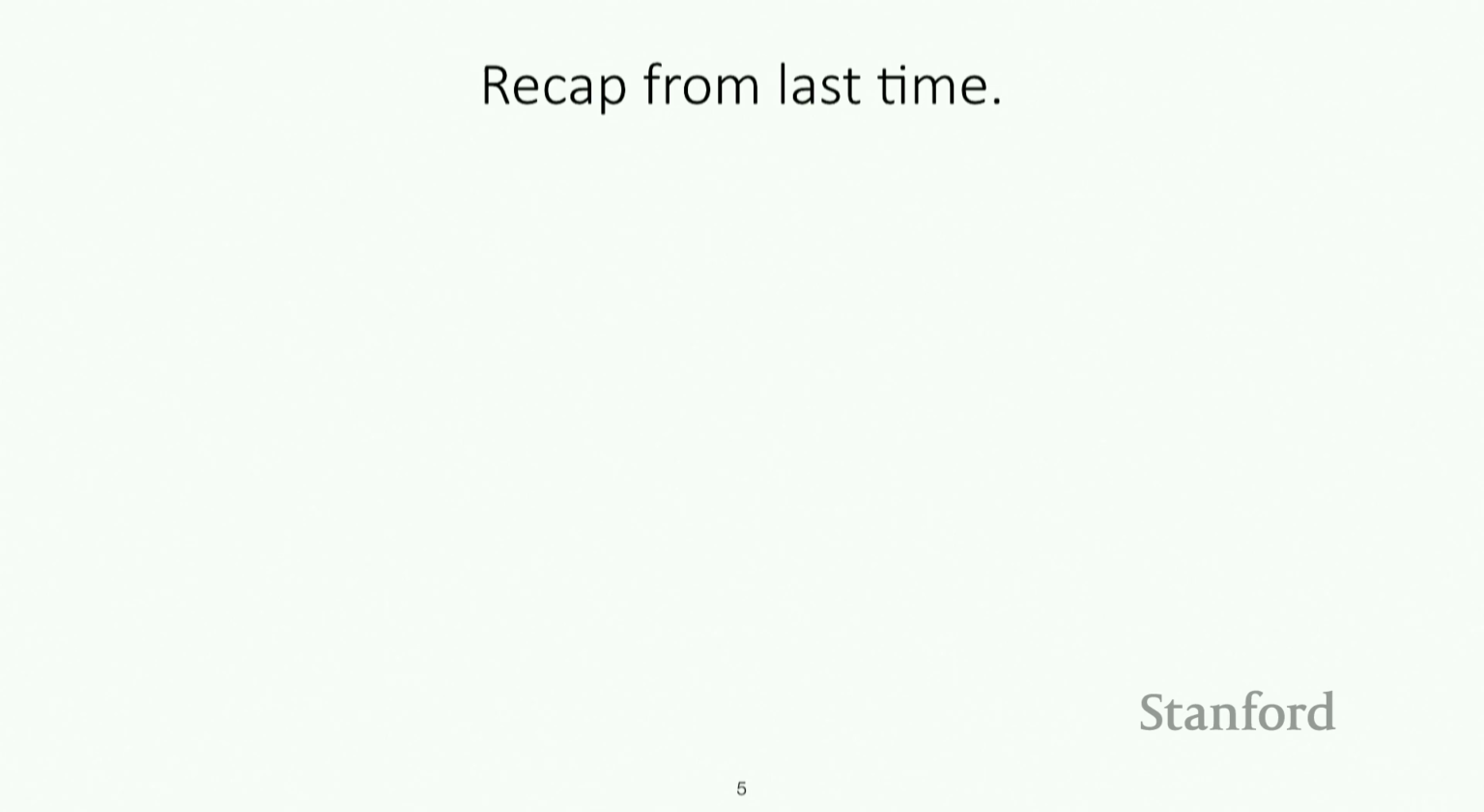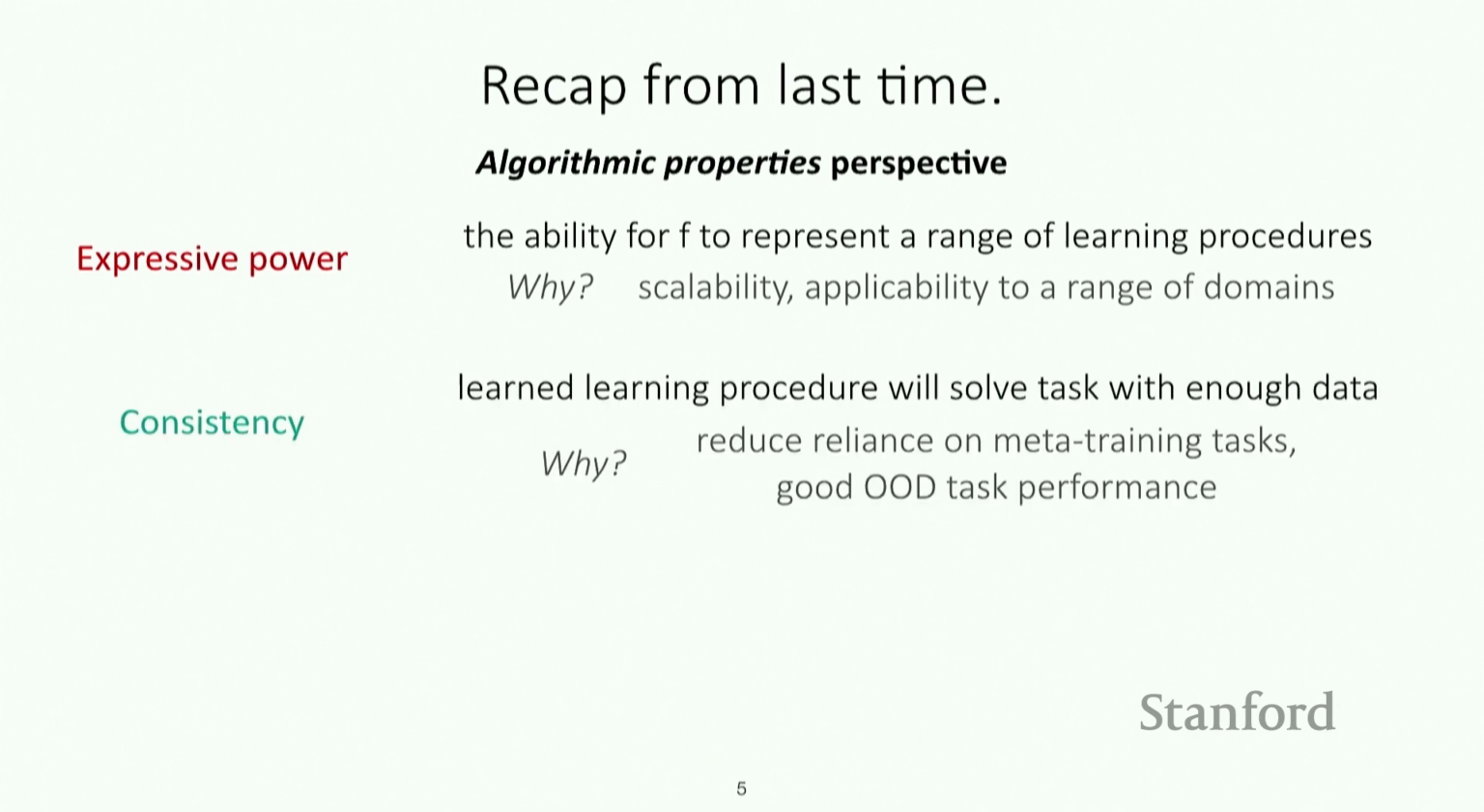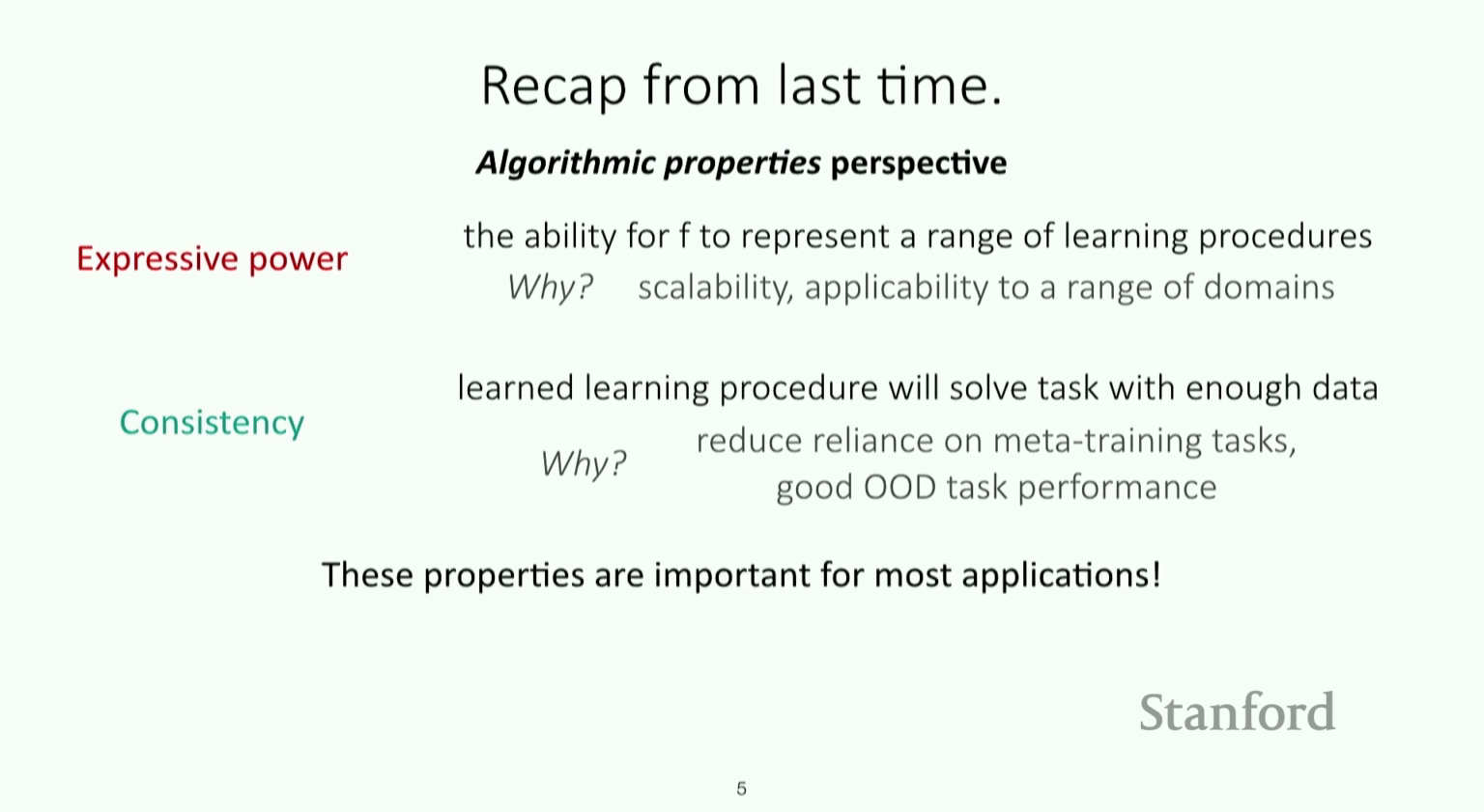Second, we also talked about an algorithmic properties perspective of these methods, which is: what sort of properties do these algorithms have, and what are the trade-offs between these different properties. We talked about expressive power, basically the ability for these functions to represent a wide range of learning procedures, or a wide range of functions of the data set that's being passed as input. We also talked about consistency, which is that given enough data, these algorithms will produce an answer that you're satisfied with. Both of these properties are very important.